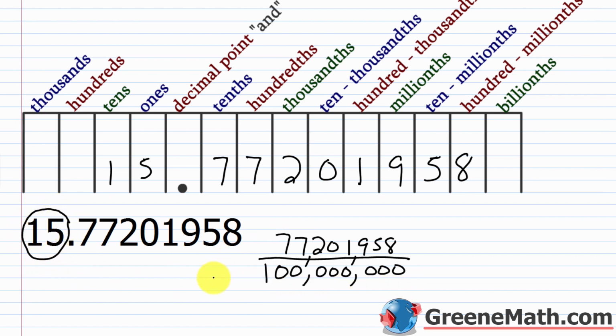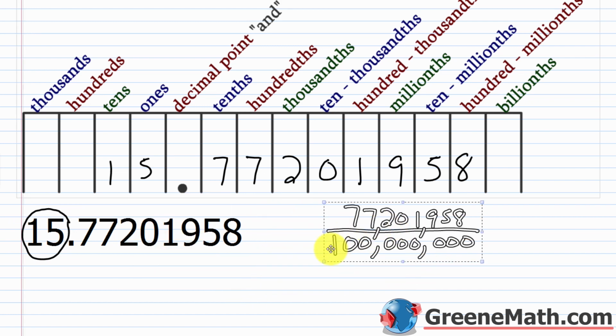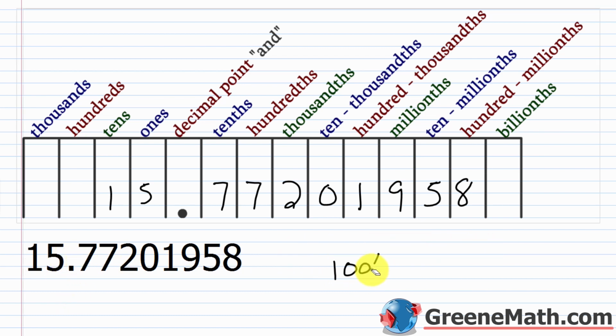So I would need to put a whole number part. Let me just kind of scoot this over a little bit. And then I could write 15 and 77,201,958 100 millionths. Okay, that's how you would say that. All right, but let's get back to what we're doing.